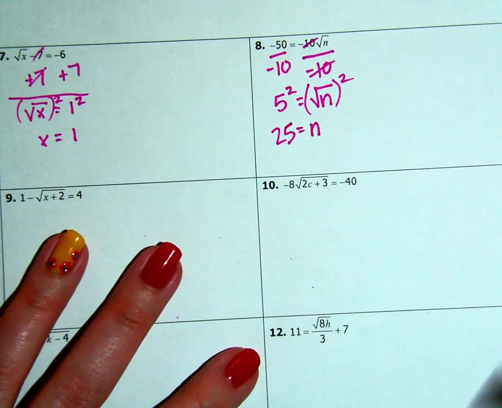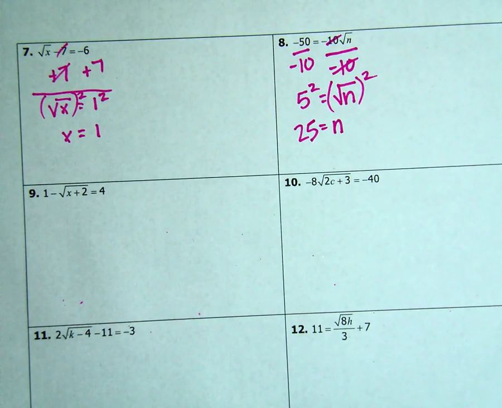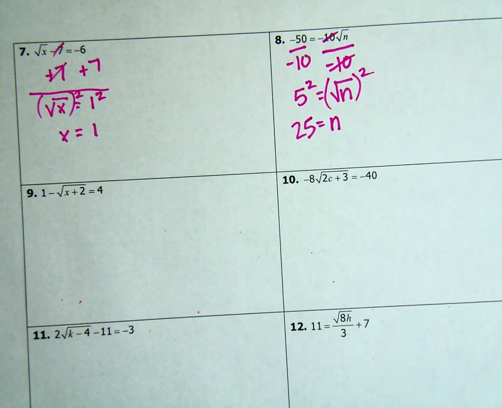The only thing that's going to get more complicated than that is that we're going to have multiple things happening. I'm going to have addition and multiplication. And I'm going to have some things on the inside and on the outside of the radical.